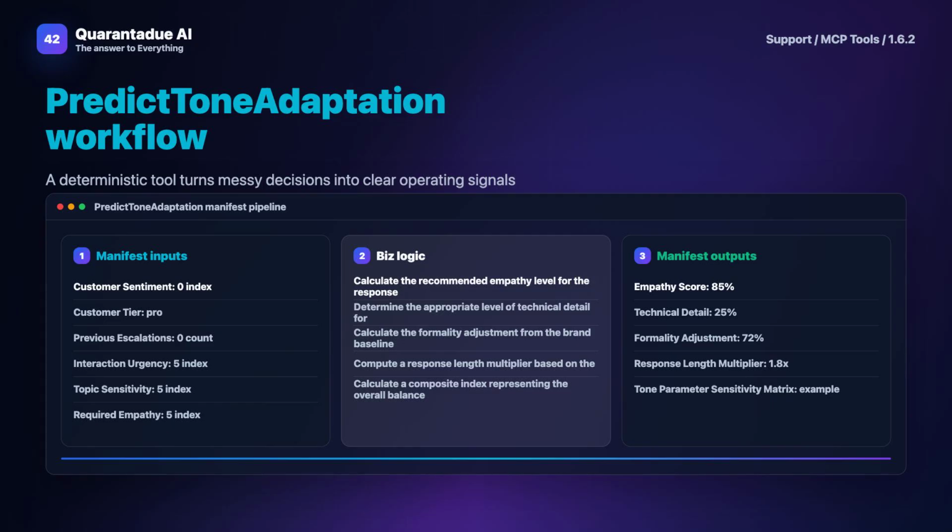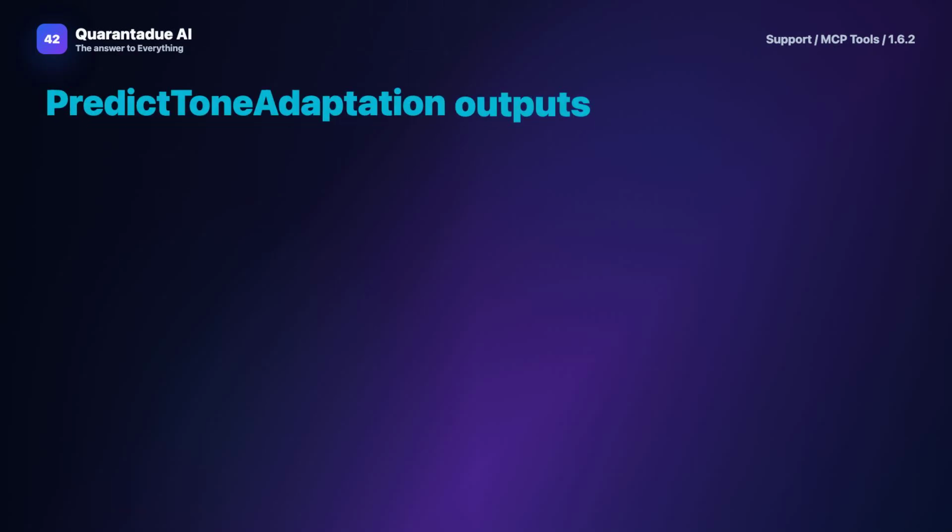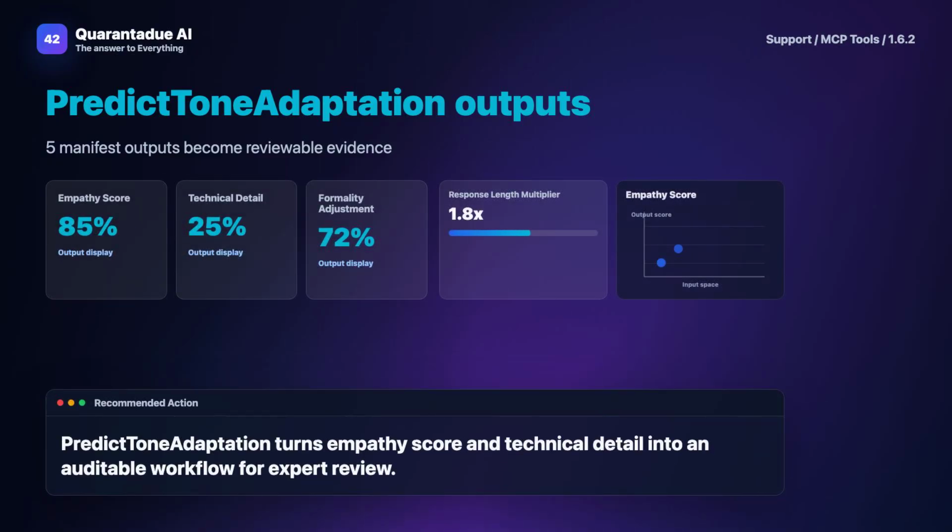Compute a response length multiplier based on the empathy score, technical detail level, and interaction urgency to guide appropriate response thoroughness. And calculate a composite index representing the overall balance between empathy, technicality, and formality to assess tone appropriateness. This keeps the process deterministic, reviewable, and aligned with how support teams actually make decisions.